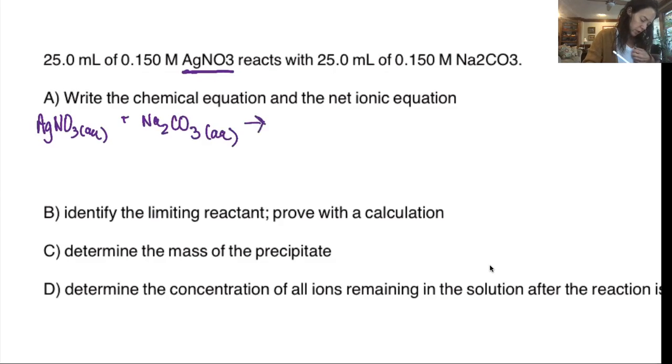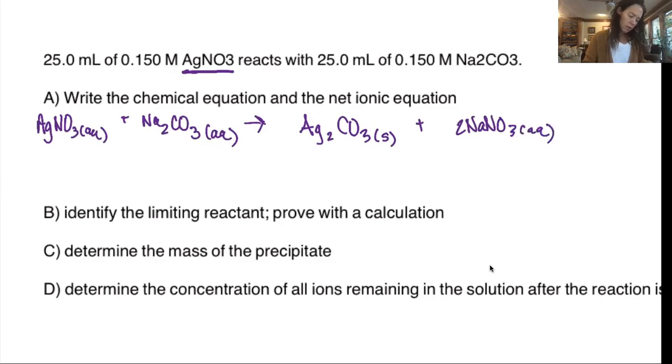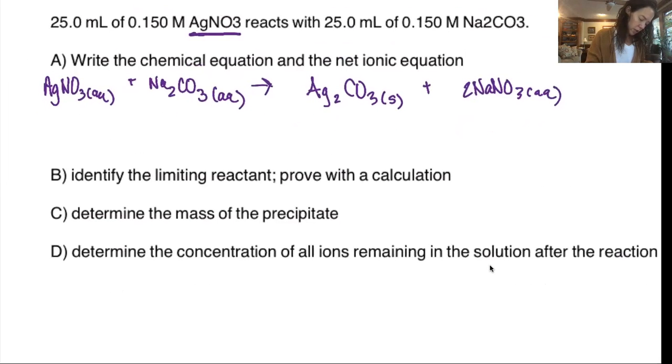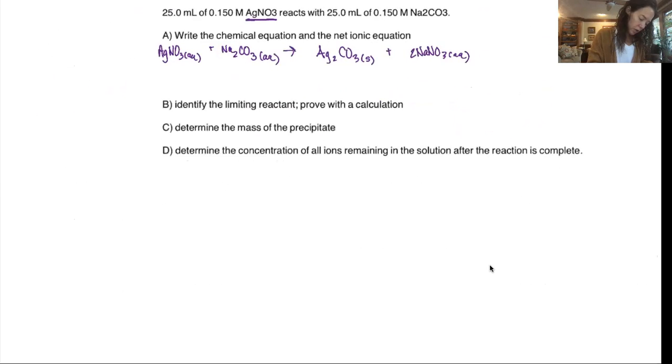And I'm going to get the silver carbonate. That should be my solid. And I'm going to get some sodium nitrate, and that will definitely be dissolved in the solution that remains. Okay. Write the chemical equation and the net ionic equation.